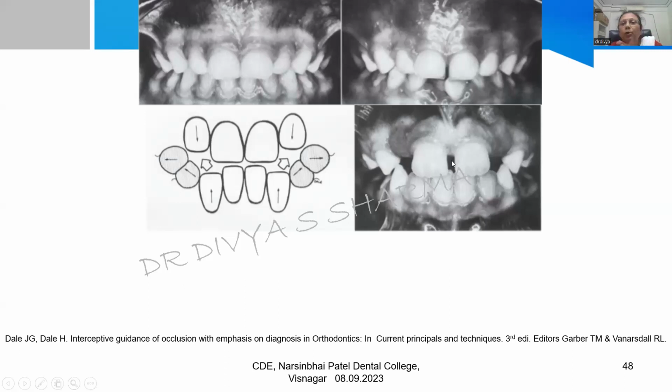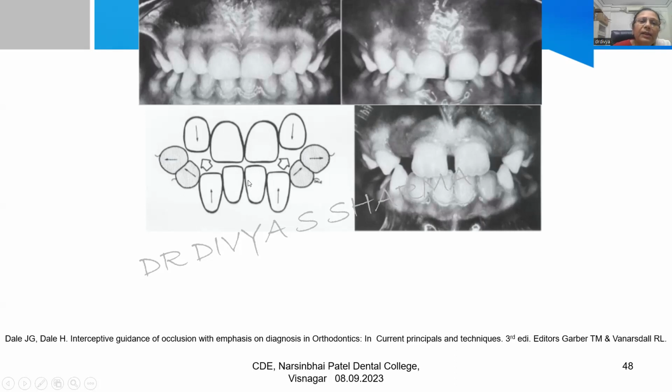You should never treat this type of arch with any mechanics at this time of incisor exchange. Let the lateral come, because with the wedging action of the lateral teeth eruption, this space automatically closes. Okay. So what happens? Mandibular teeth erupt first and then are followed by the maxilla.